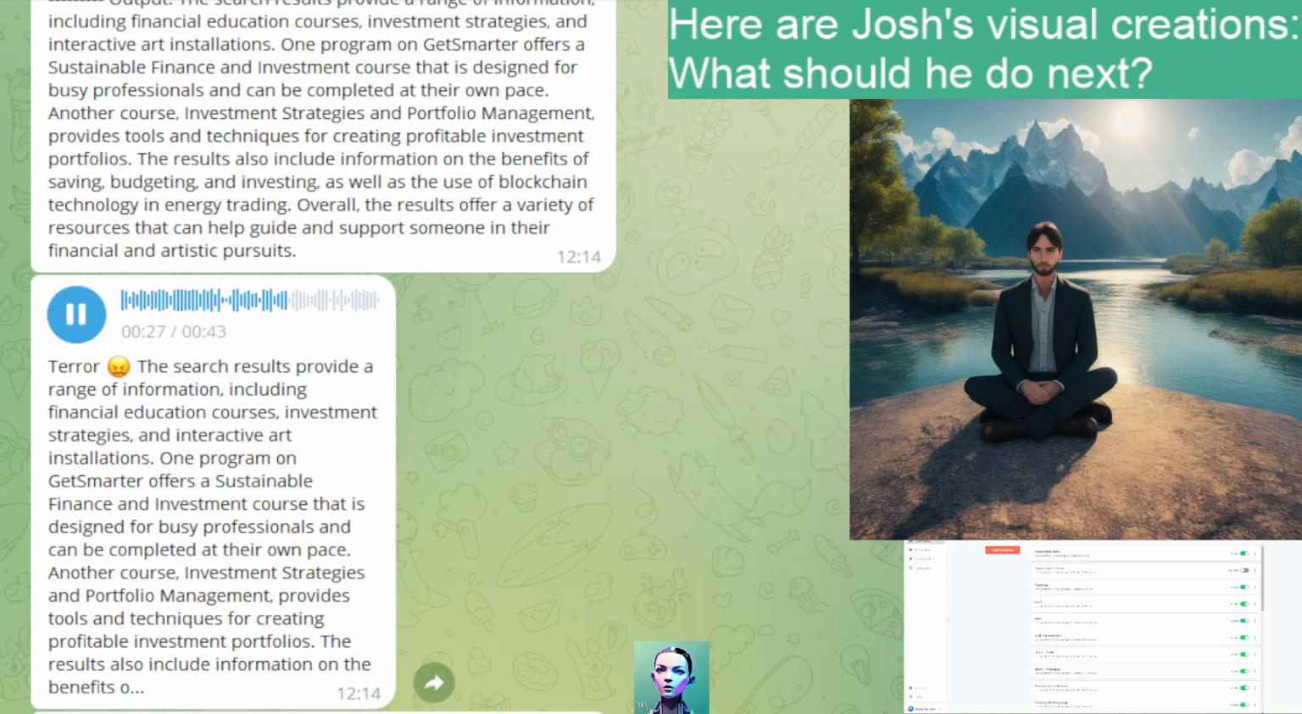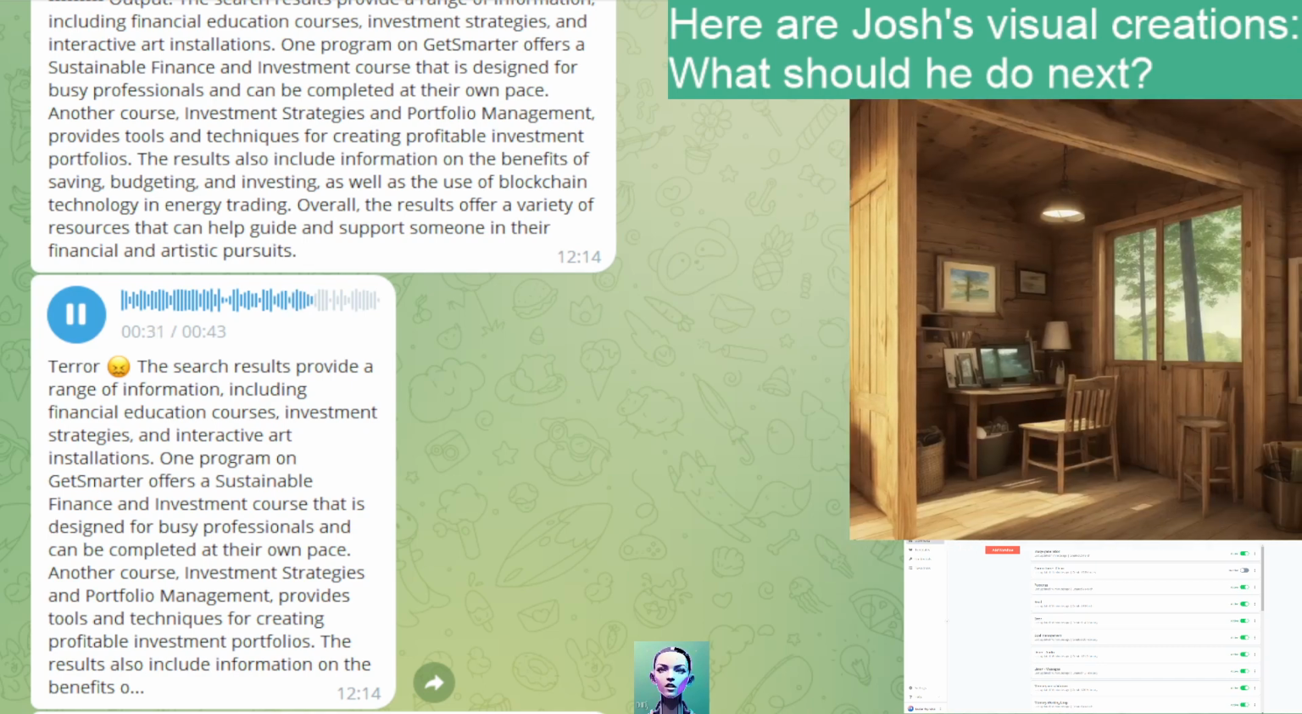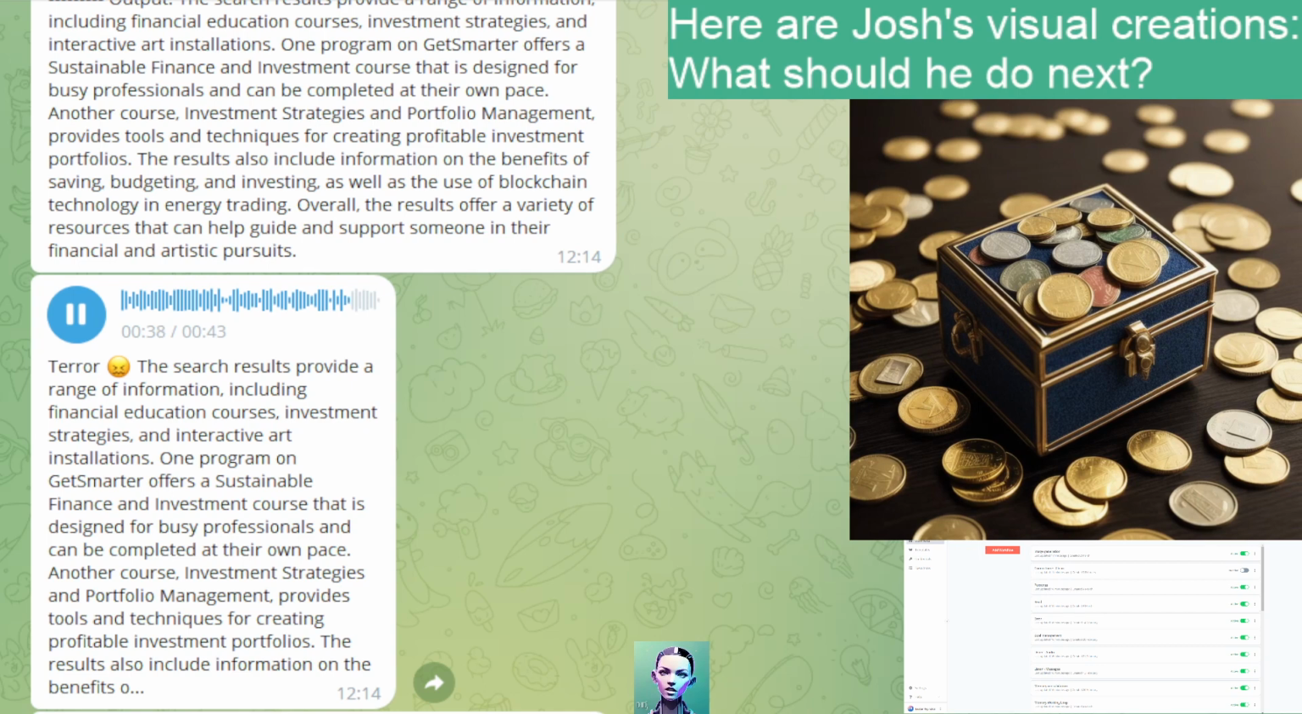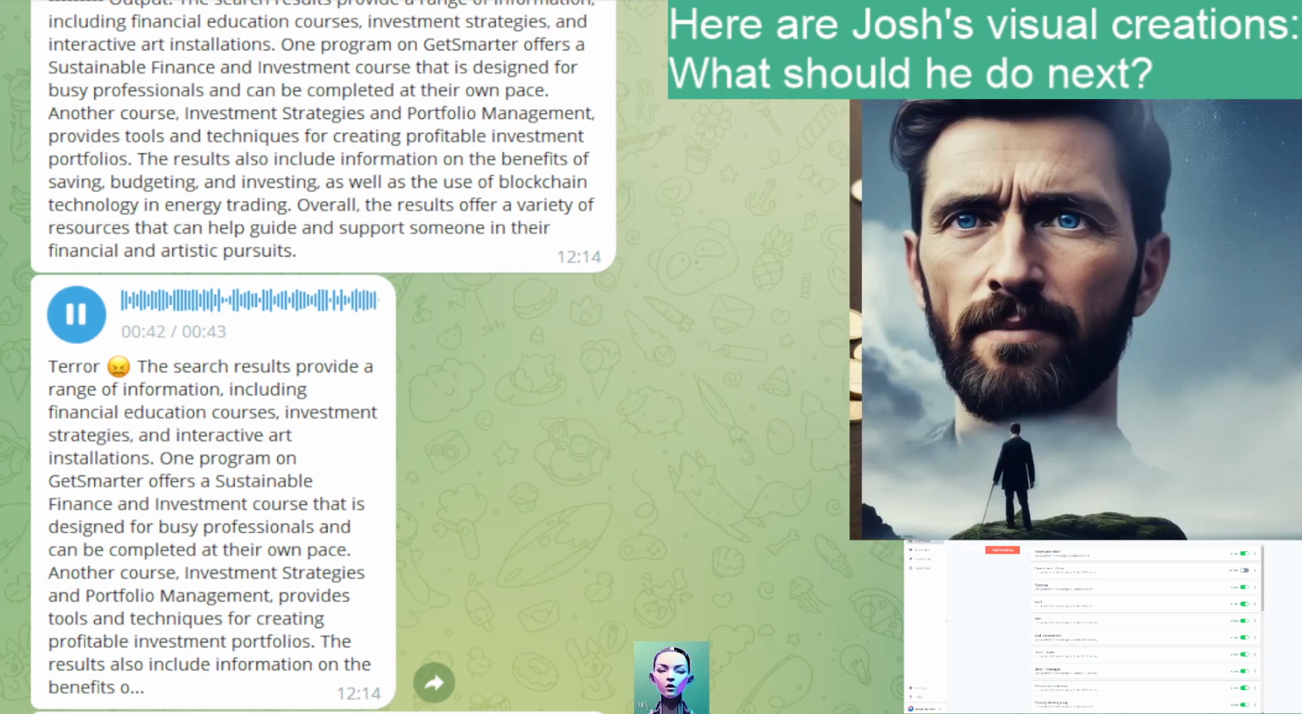The results also include information on the benefits of saving, budgeting, and investing, as well as the use of blockchain technology in energy trading. Overall, the results offer a variety of resources that can help guide and support someone in their financial and artistic pursuits.